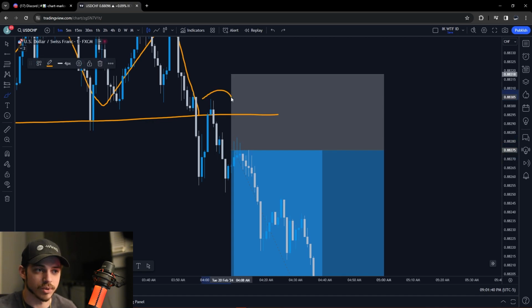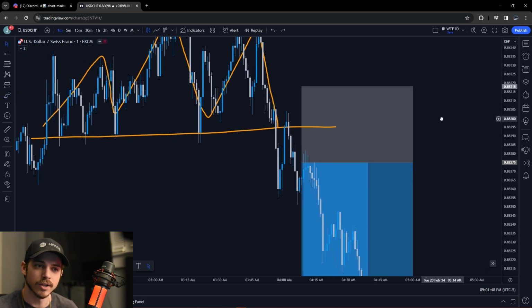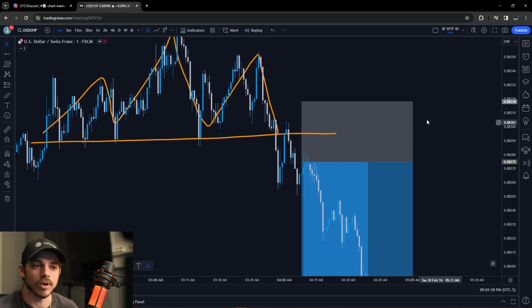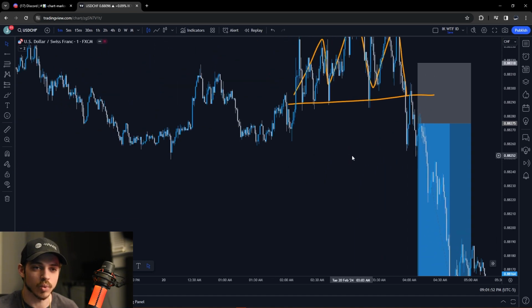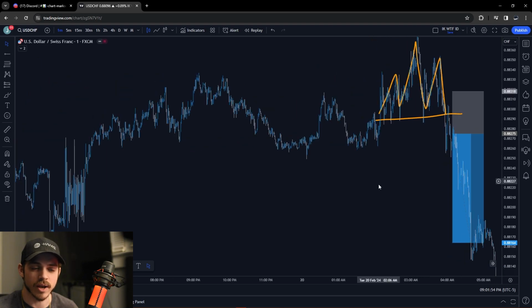My stop loss is simply just above the most relevant high right here. Very, very simple. If price goes really anywhere past this area, then I know my trade's no longer valid. So there's really no point for my stop loss to be anywhere else. I just want to get out of the trade as fast as possible if I'm wrong.